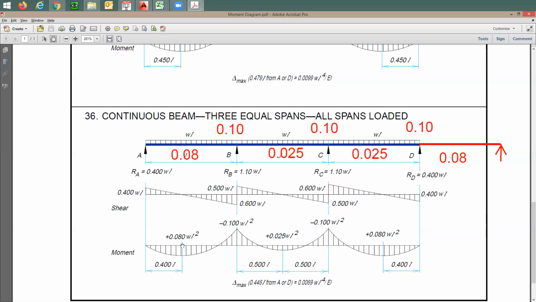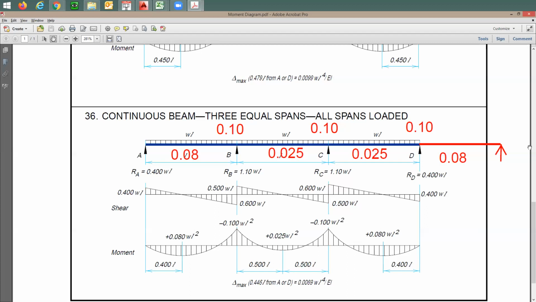And for the positive moment, the first span and last span are going to be 0.08 W L squared. And all the intermediate spans are going to be 0.025. So I guess by now you understand these factors, why I put them in red, right? With this additional span. Any questions on this?